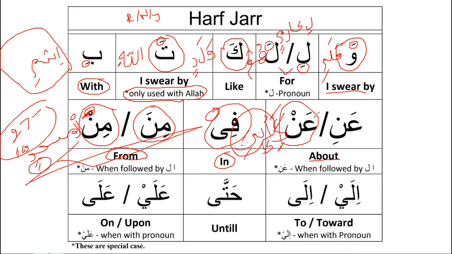So an means about. And if it's followed by al, then it will be anil. Like in the Quran, Allah says, Anil mujrimina. Because of what? An will make the next word mujrimina, with ina. Ina means jar, right? So, anil mujrimina.